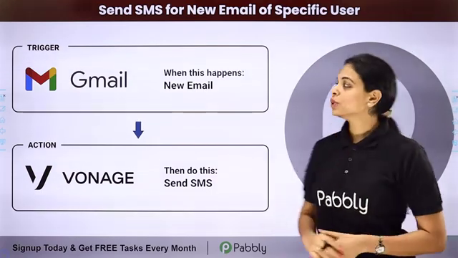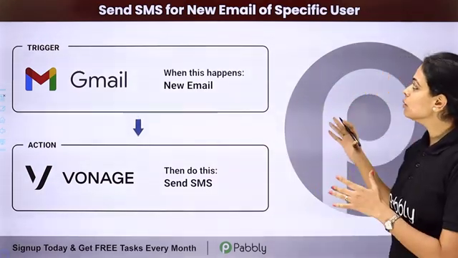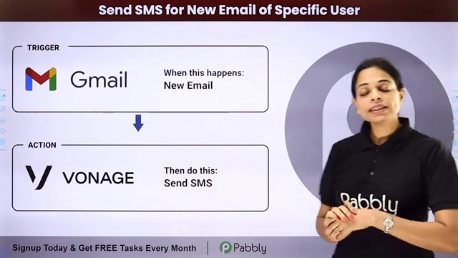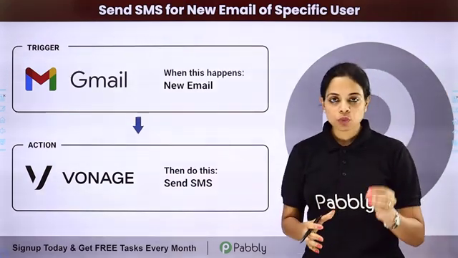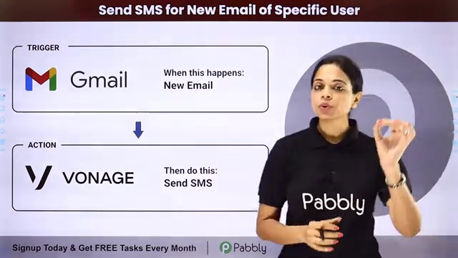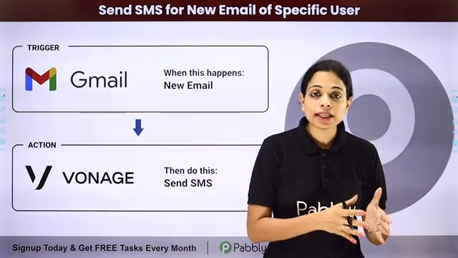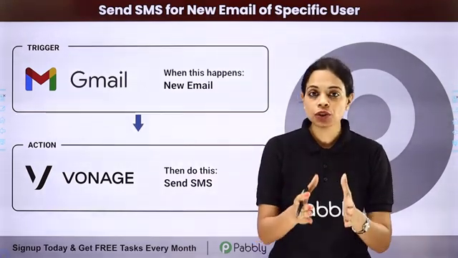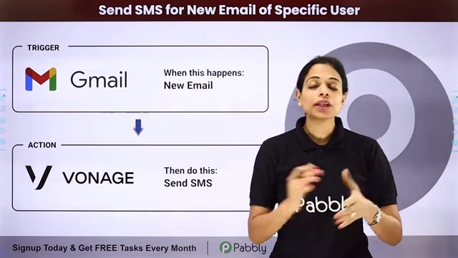In this video, we are going to see how to send SMS for new email of a specific user. So let's say that you receive a lot of emails, but you want that if a particular user sends you an email, then automatically a notification should be sent to you through SMS. How can you do this?